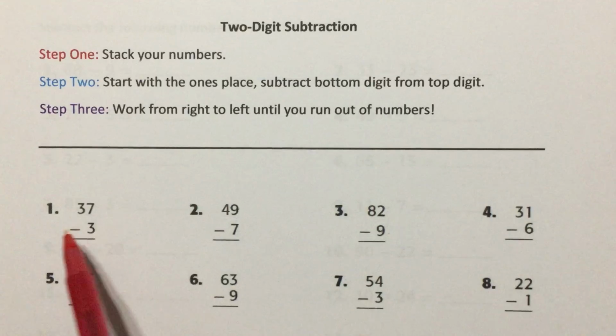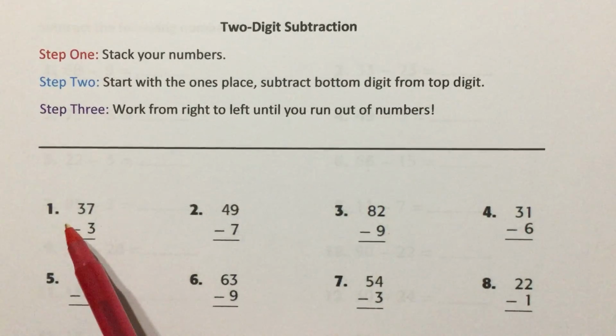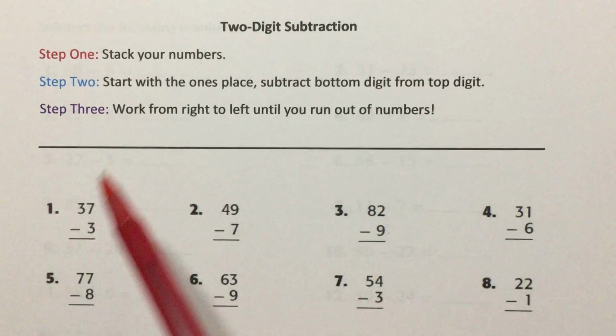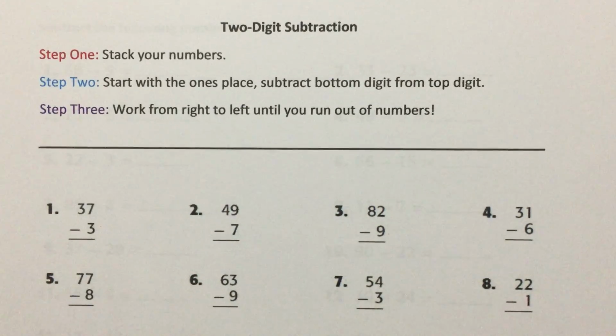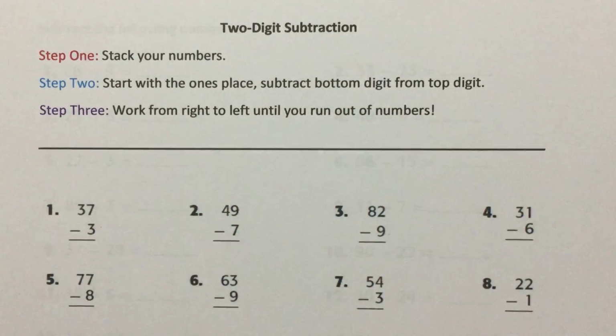And then step 3, just continue to work from right to left. Okay, so go from your ones place to the tens place, to the hundreds place, to the thousands place, whatever you do. Okay, as long as you follow this process, if you follow these 3 steps right here, you can subtract any number you want to subtract. Doesn't make any difference as long as you follow those 3 steps. Okay, so let's do that with problem number 1 here.